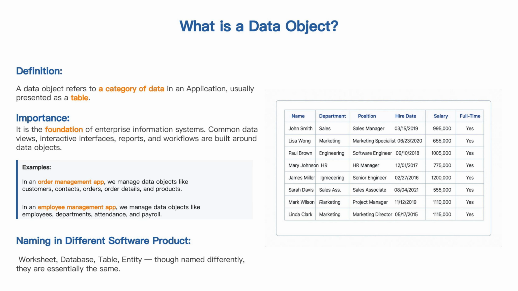Similarly, in an employee management application, employee personal information, department information, attendance records, and compensation data are all specific data objects. Different software products may use different terms, such as worksheet, database, table, or entity, but they all refer to the same concept: data objects.